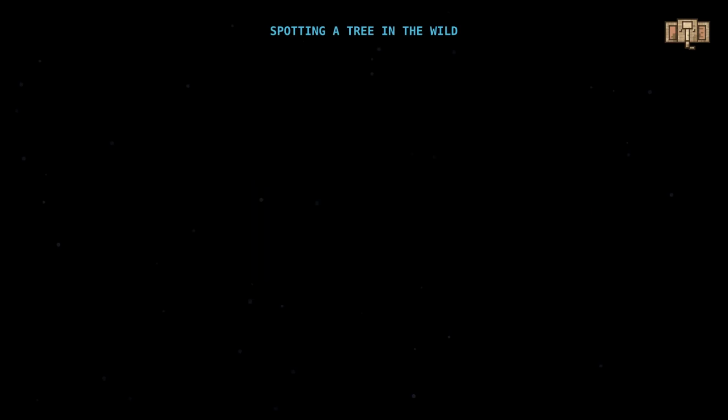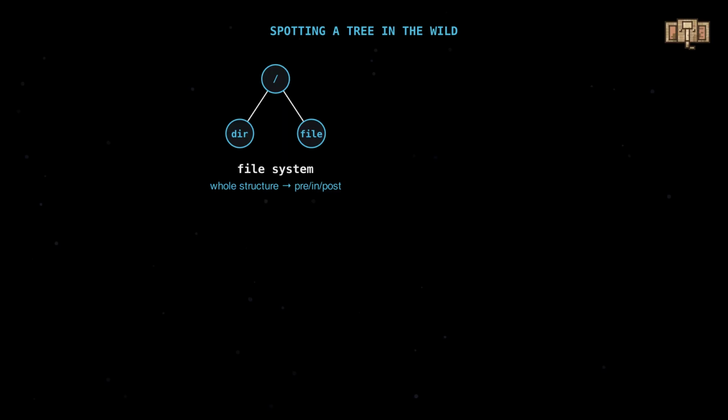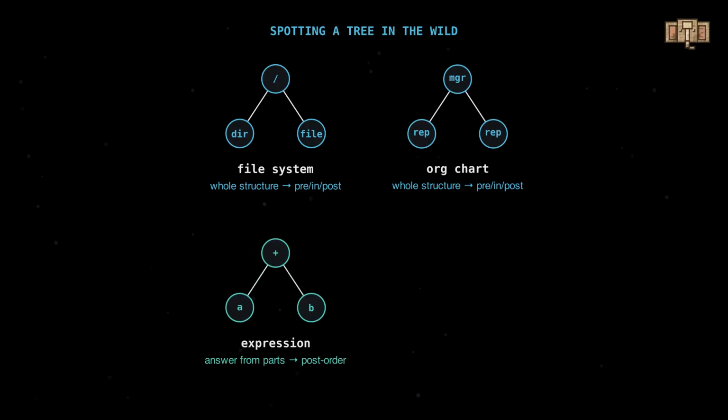The deepest skill is spotting a tree problem out in the wild. A file system is a folder holding folders and files. An org chart is a manager with reports. An arithmetic expression is a plus with a left and a right side. A game is a position with its possible moves. Anything where one thing owns smaller things of the same kind is a tree in disguise.